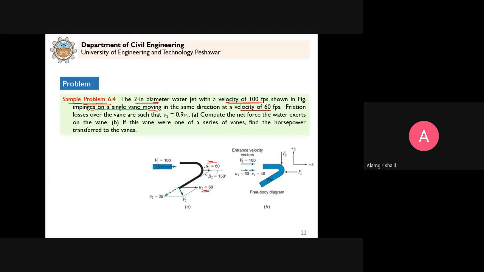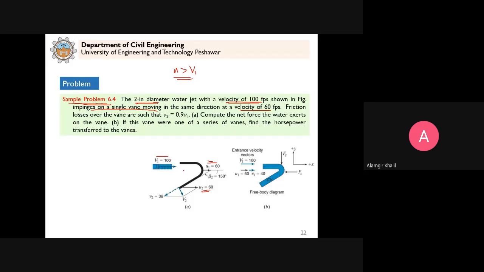So you can see u is less than v, so the jet can reach and hit the vane. If u was 100 or more, then the jet of water could not reach or hit this vane. If u is greater than v1, the jet of water cannot hit. So u must be less than v1 in order for the jet to reach and hit the vane. Here u is 60 feet per second, and the jet is moving at 100 feet per second.